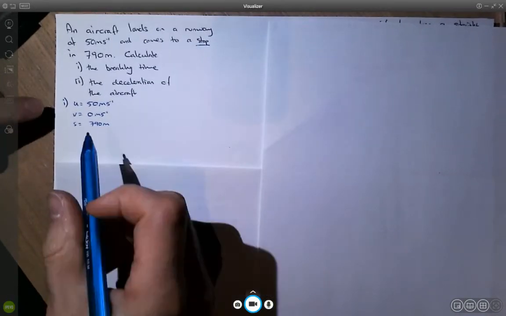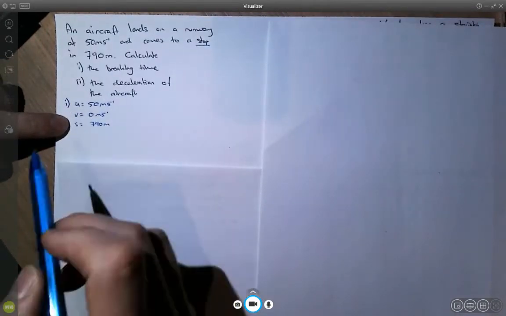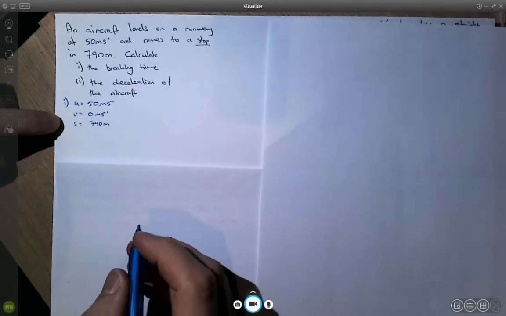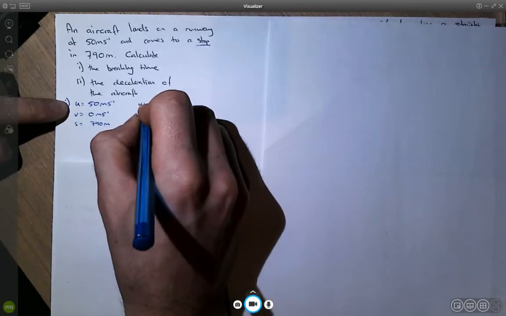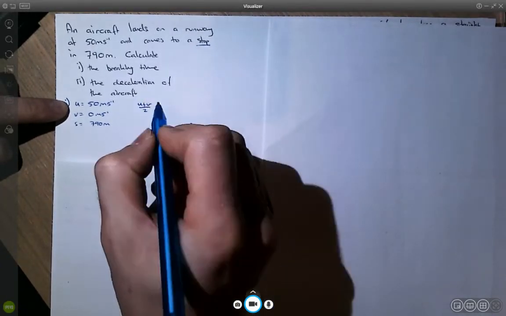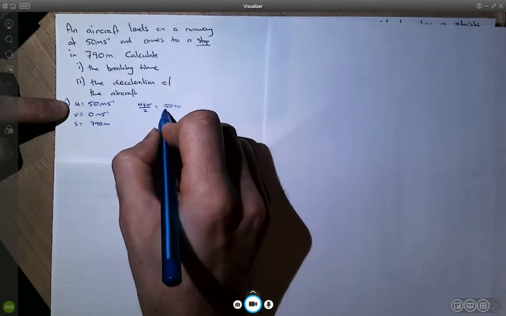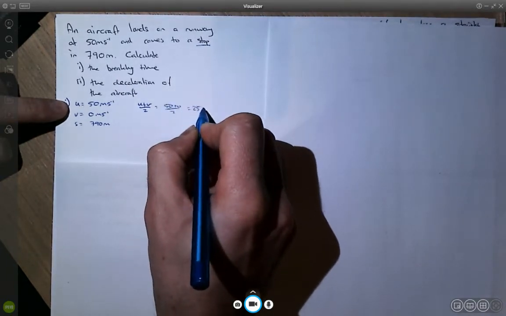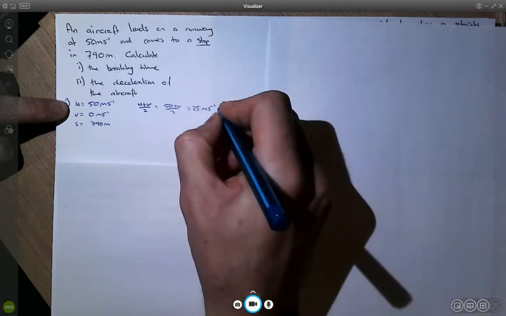So if we knew what the average speed was, we could work out the time really easily by using distance over time. So we can work out the average speed by doing u plus v over 2. So 50 plus 0 over 2 is 25 meters per second. This is the average speed.